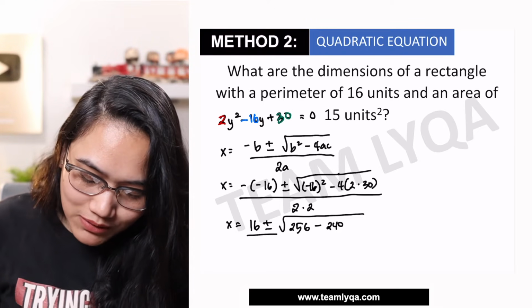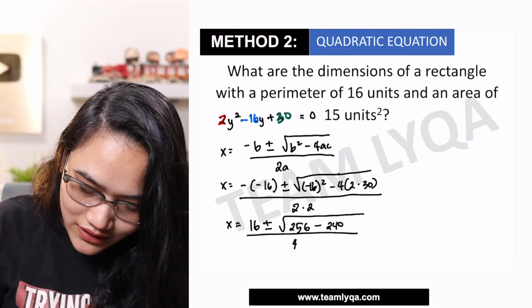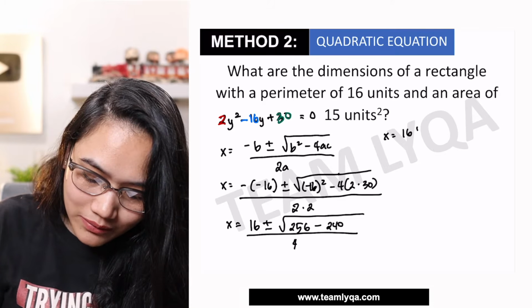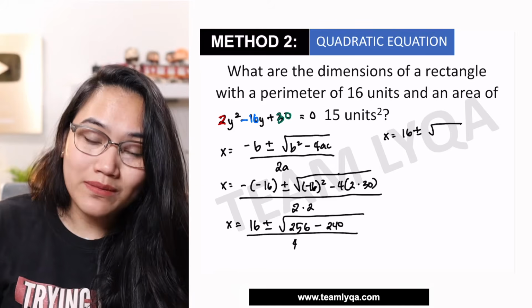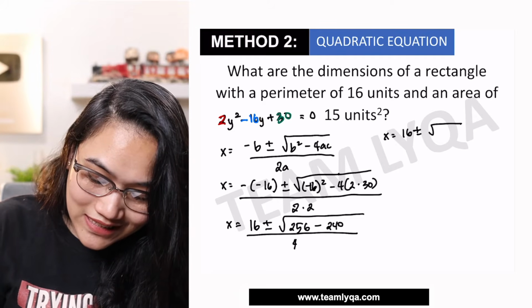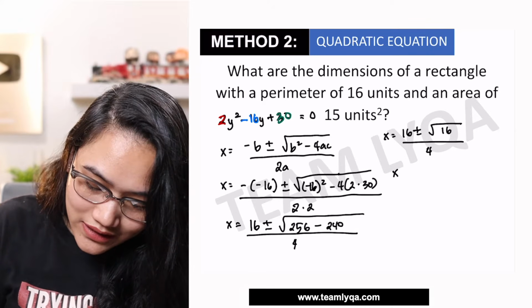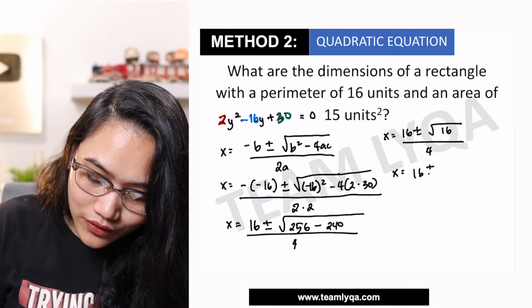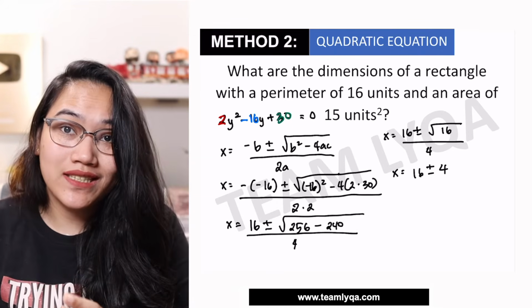All over 2 times 2, which is 4. Solve down ba natin siya? So x is equal to 16 plus or minus the square root of 256 minus 240, which is 16, all over 4. X is equal to 16 plus or minus the square root of 16, which is actually 4, di ba? Kasi 4 times 4 is 16.